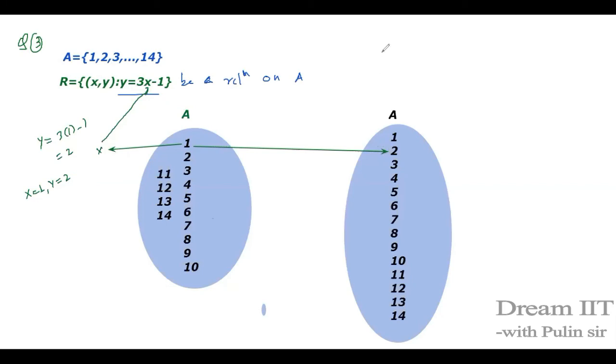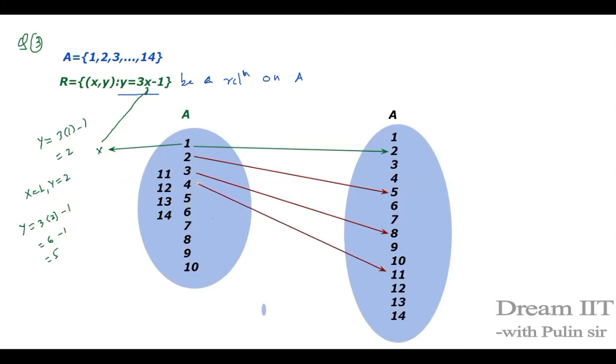Okay. Now you pick 2 and try the same thing. If you put 2 in place of x, it is 3 times 2 minus 1. How much? 6 minus 1, that is 5. That means the moment you take 2, it will generate y equal to 5. That means 2 will be related to 5. In a similar way, 3 will be related to 3 times 3 is 9, minus 1, that is 8. Next, 4: 3 times 4 is 12, 12 minus 1 is 11. That means 4 will be related to 11. Very nice. Now you put 5: 3 times 5 is 15, 15 minus 1 will give you 14. That means 5 will be related to 14.